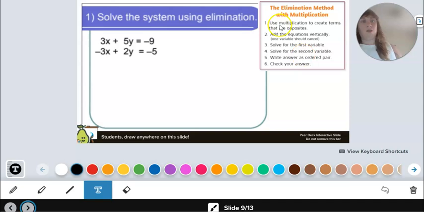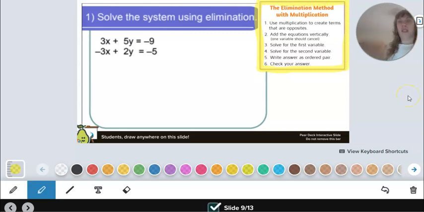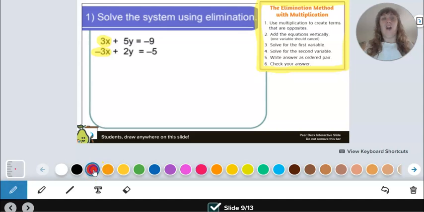All right, we're still just working through solving the systems using elimination. In the top right, you're going to see there's this little box I made, or actually I found it, and you can use this to work through our elimination process. So step 1 is to use multiplication to create terms that are opposites. At this point, we have a positive 3x and a negative 3x, so we already have opposites. So we can go to step 2, which is add the equations vertically.